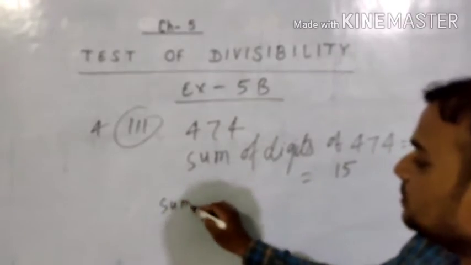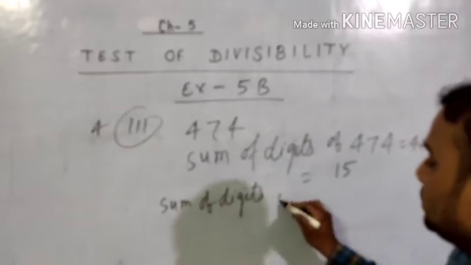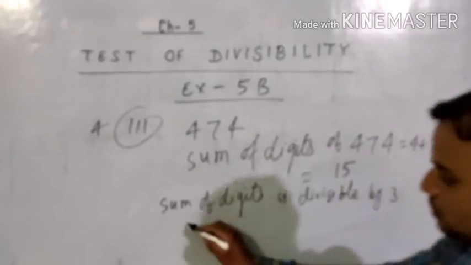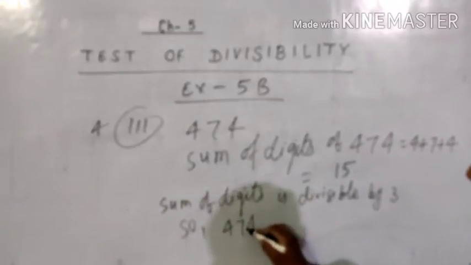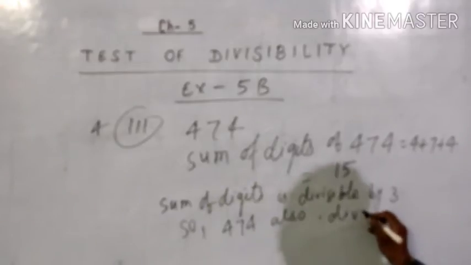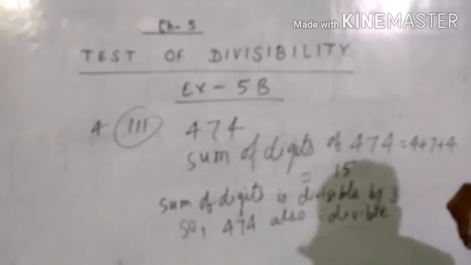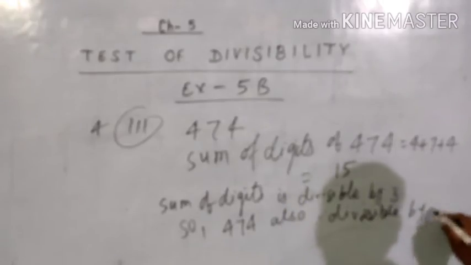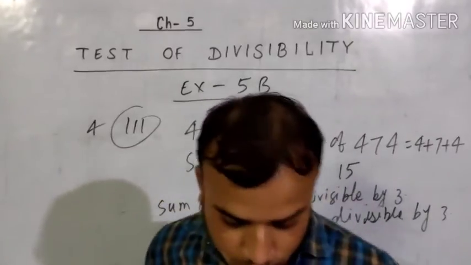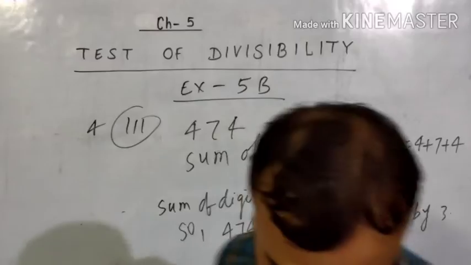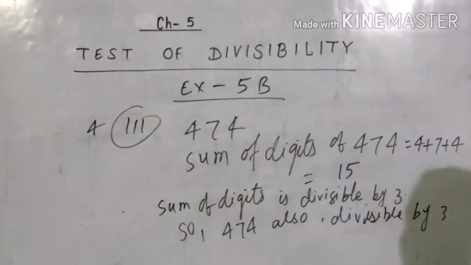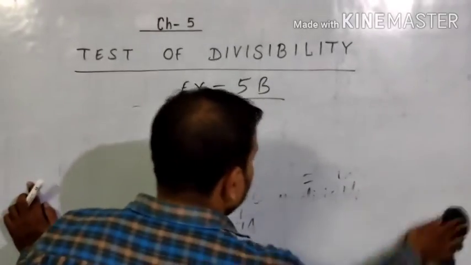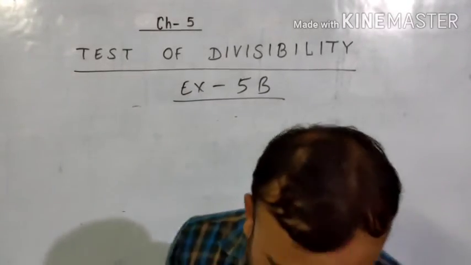So the sum of digits is divisible by 3. So dear students, 474 is also divisible by 3. Okay dear students, you solve questions number 1 to 5 in the same way. And next, take a screenshot. And the next question is question number 6.